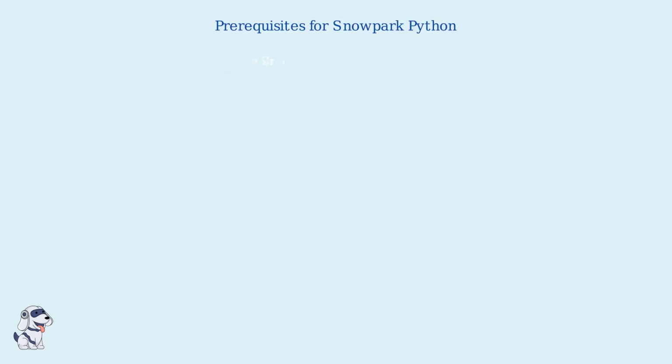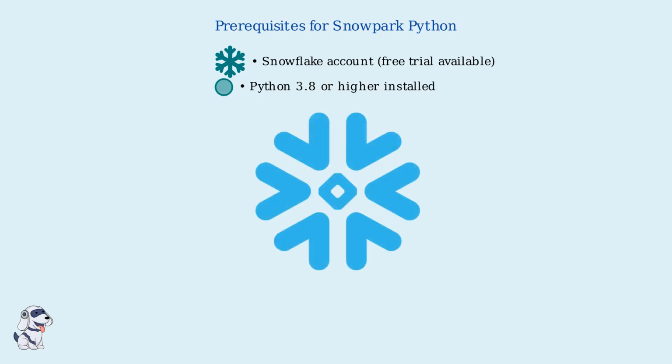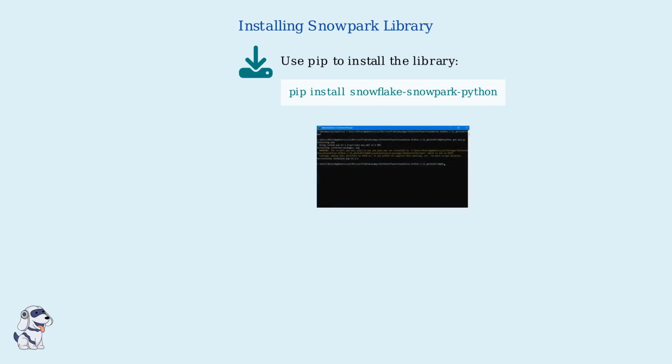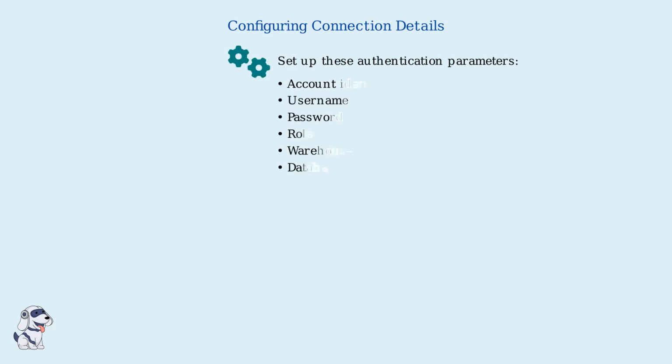To get started with Snowpark Python, you'll need two main prerequisites: a Snowflake account and a Python environment. Next, install the Snowpark Python library using pip. Open your terminal and run the command shown. Finally, configure your Snowflake connection details. You'll need your account identifier, username, password, and specify your role, warehouse, and database for authentication.